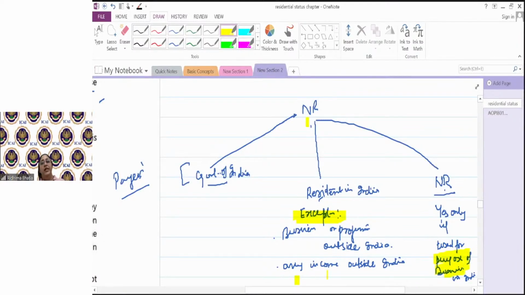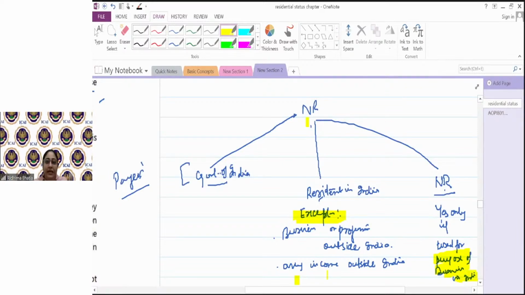So whenever the taxability of interest comes up for a non-resident, you have to see who's the payer. If the payer is government, always taxable. If the payer is resident, always taxable, except when that loan is used for the purpose of earning an income outside India or for the purpose of business outside India. Non-resident, always taxable? No. Only taxable when the loan is used for the purpose of business or profession in India.